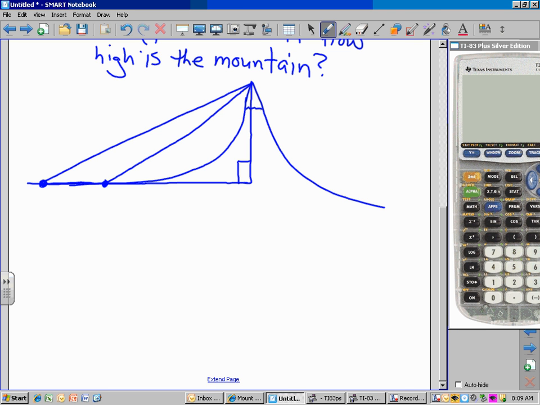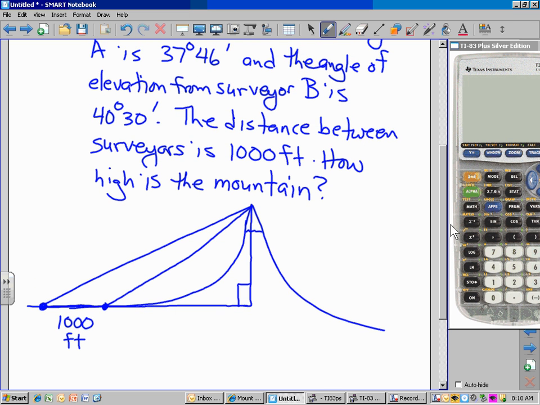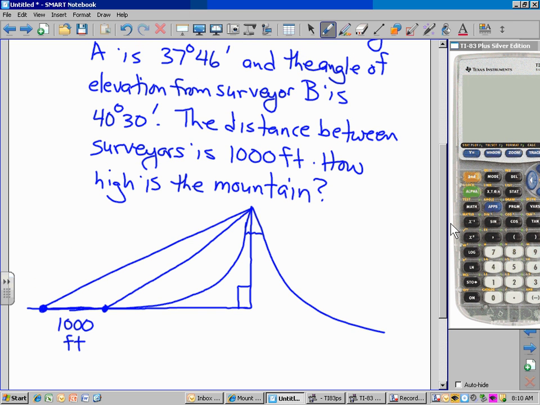Now they didn't tell us, we know the distance between the two surveyors is 1,000 feet, which surveyor is which? Which one's A, which one's B? How do we know? Since one is, we look for the 37 degrees and 40 degrees. Whichever one looks like it. It's not a matter of what it looks like. I mean, this is a sketch. It's not drawn to scale. It's not going to be perfectly 37 degrees and 46 minutes. You should be able to tell me which one is which based off of the angles. I agree. Which one's which?